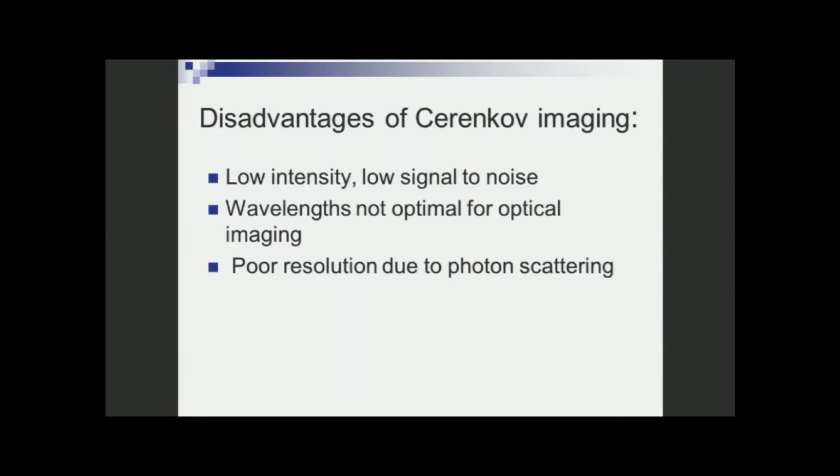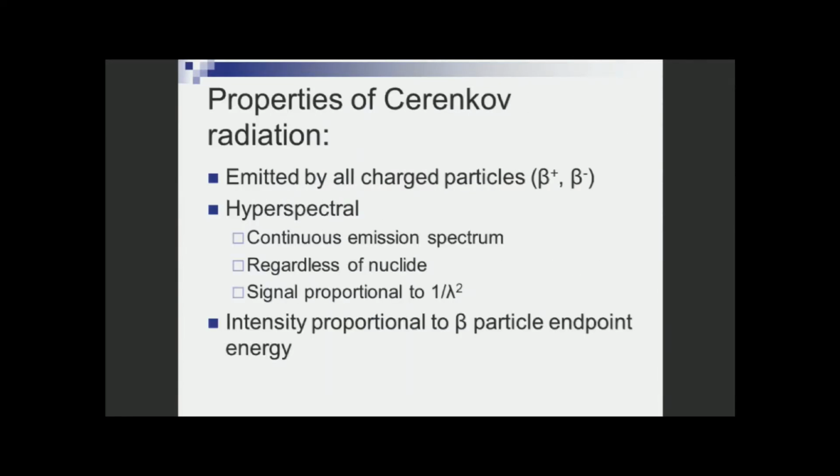So there are, of course, a number of distinct disadvantages of Cherenkov imaging. We've heard about this in the first two talks. The first one is the low intensity. The real big challenge is the low intensity and the low signal to noise, and that the wavelengths are really not suitable for optical imaging. We also get poor resolution from photon scattering, but I'm happy to say I learned something this afternoon. This is not as big a problem as I thought it was, thanks to the previous two talks.